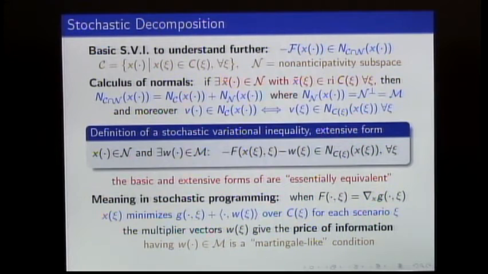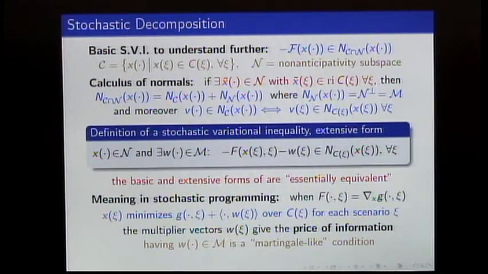Okay, so we're looking at this variational inequality up there. And the question is how to understand this. I had a picture at the beginning that was some finite two-dimensional picture, but here we're dealing with some function space. So what does this mean? How can we understand this? And now you recall the set C is something about pointwise scenario-wise constraints on the decision, and N was the nonanticipativity subspace.